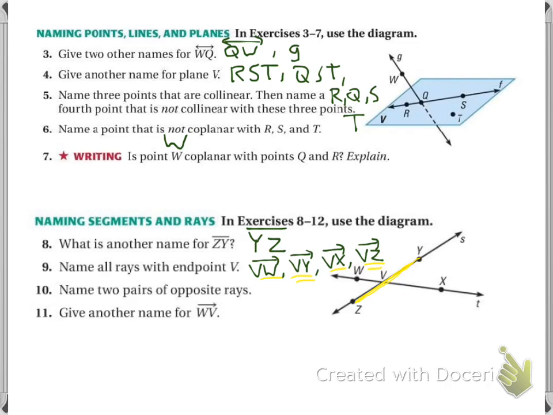The last one, give another name for WV. Now this one we got to be careful on. WV is a ray. It's a ray that starts at W and goes off infinitely. Now, W has to be the first point because it's still the start of it. But it goes through V, and it also goes through X. So if we call it WX and put the ray arrow above it, it'll still work. We're still good. That's still a ray that starts at W, goes through a point, V and X, still on the same line, and then goes on infinitely.